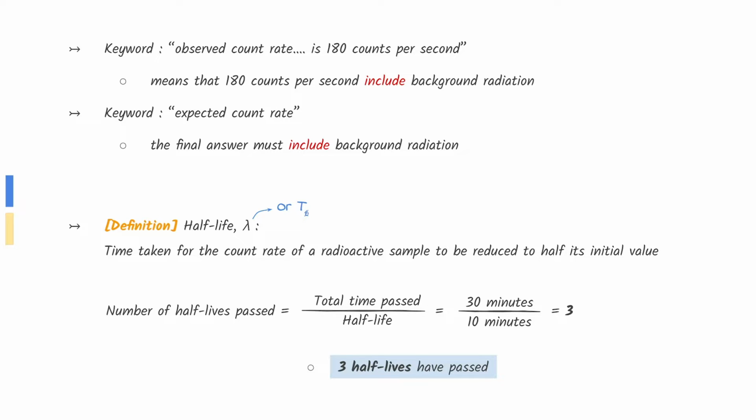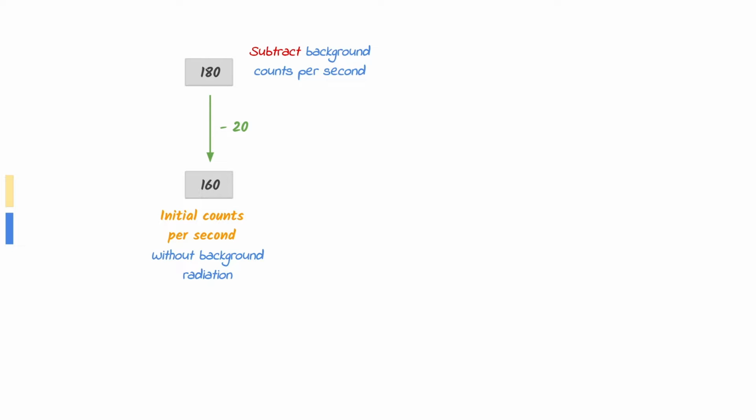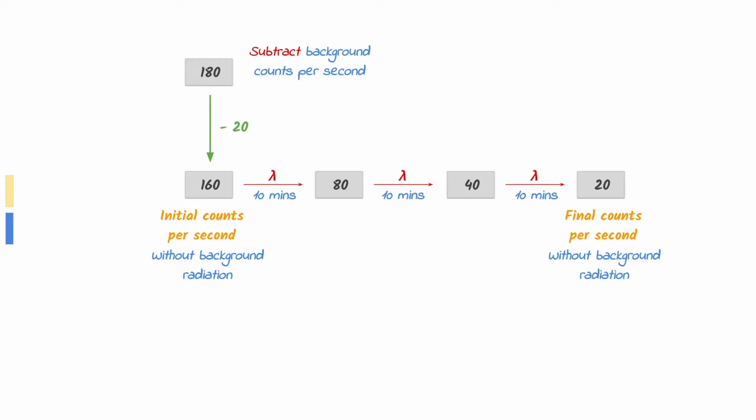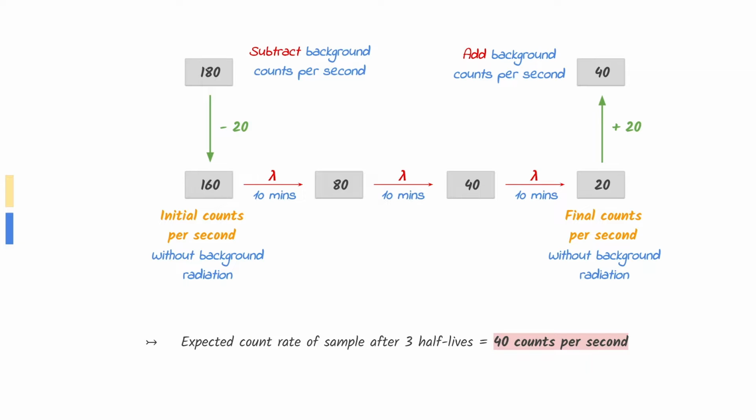Now let's find the count rate after 3 half-lives. Start by subtracting the background radiation from the initial count rate. When 1 half-life passes by, the count rate will reduce to half its initial value. Do this 2 more times to get 20 counts per second without the background radiation. To find the final answer, add the background radiation back to the final count rate. This makes the expected count rate of the sample 40 counts per second.